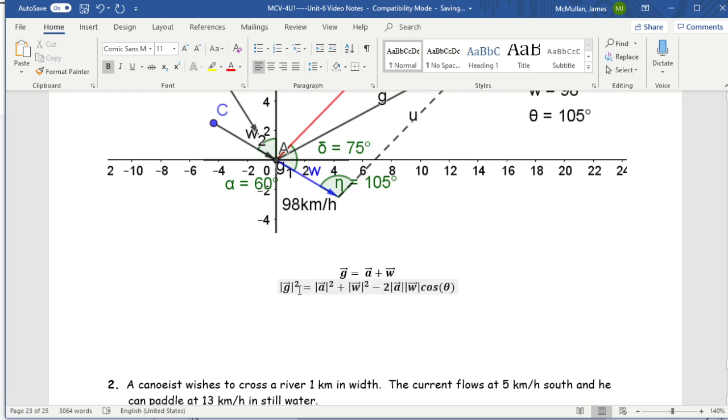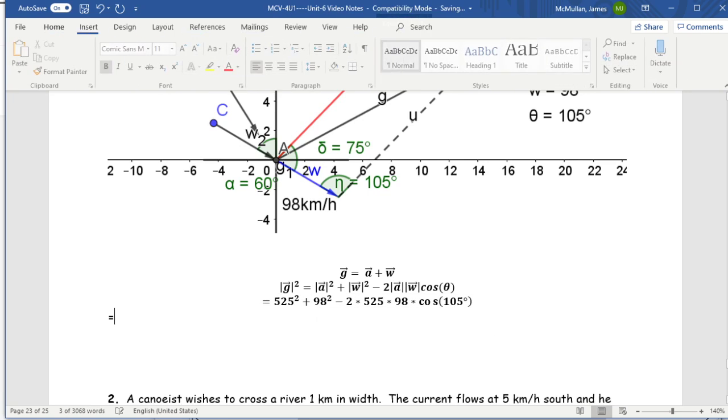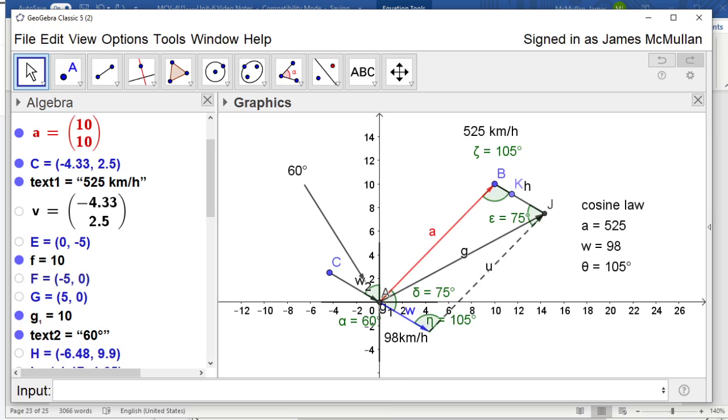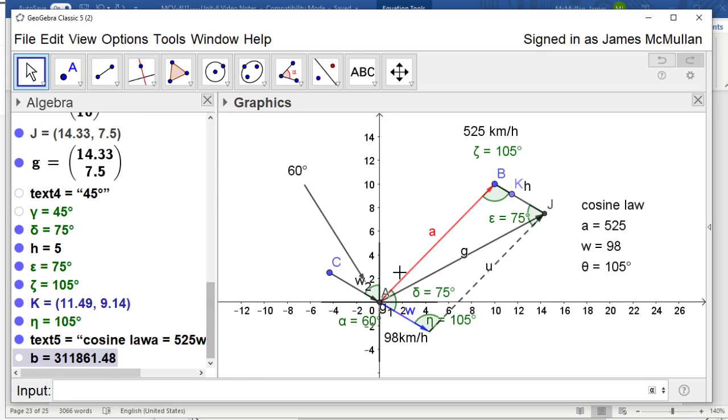Alright, there you go. So the magnitude of G squared is going to be A squared plus W squared minus 2AW cos theta. So what do we get here? We get 525 squared plus 98 squared minus 2 times 525 times 98 times cos 105. And that is equal to, let me just use GeoGebra to calculate this quickly, so 525 squared plus 98 squared minus 2 times 525 times 98 times cos 105 degrees gives me 311,861.48.